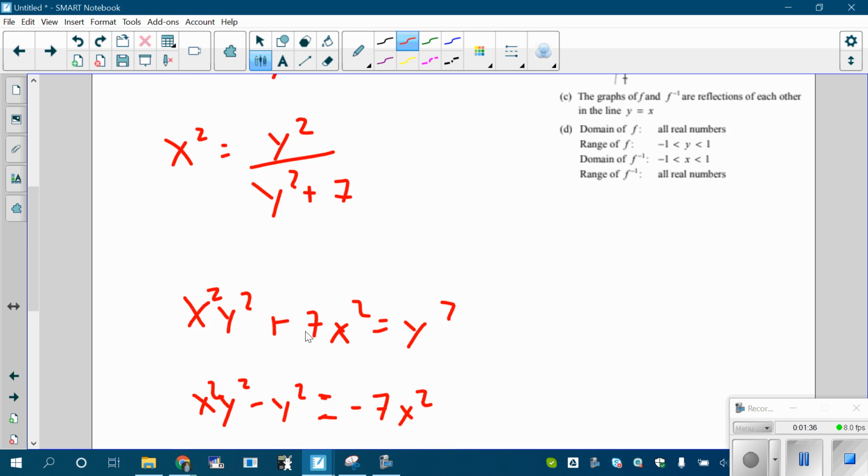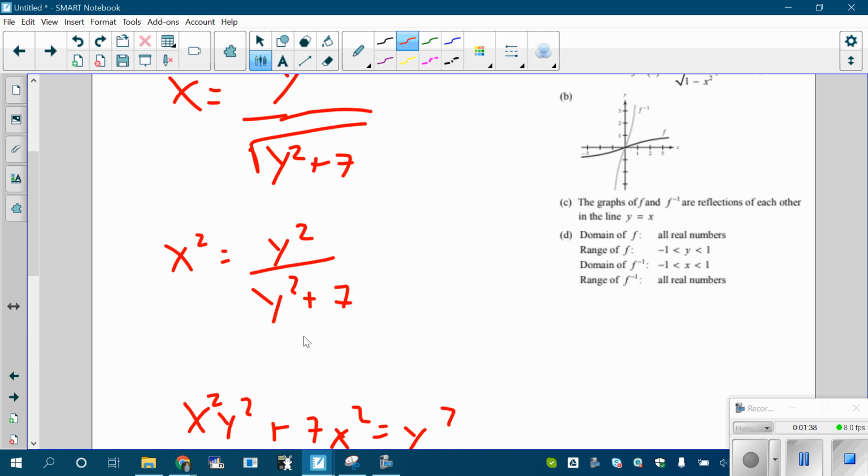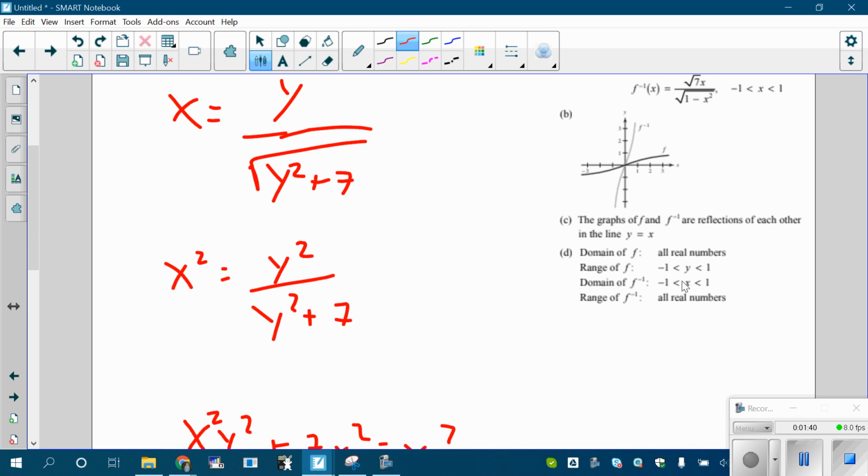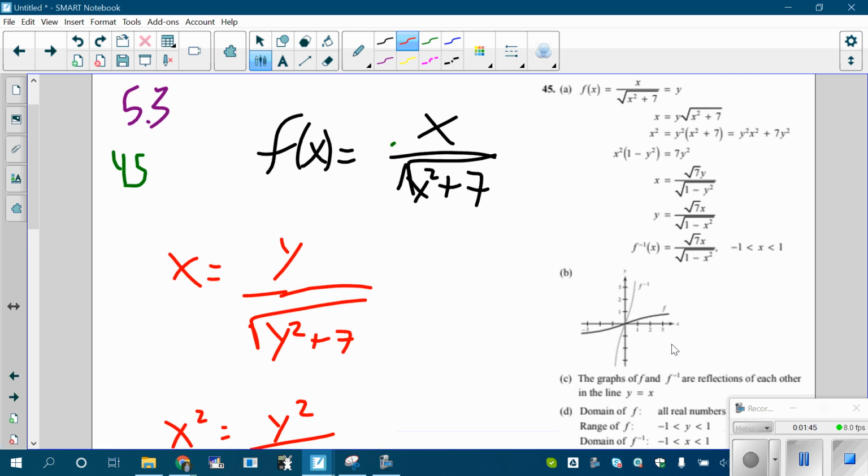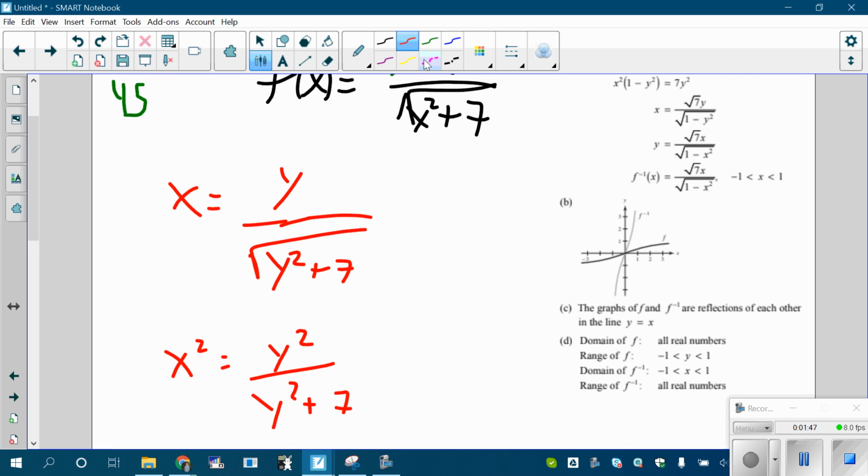Part B says graph them both. Okay. You can't graph those by hand. Definitely use your graphing calculator. That's what the two graphs look like. You notice they're symmetrical over the line y equals x. Check. Relationship between the graphs: symmetrical over y equals x. Domain and range.